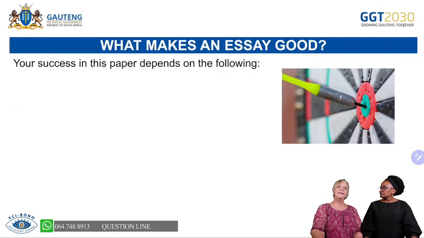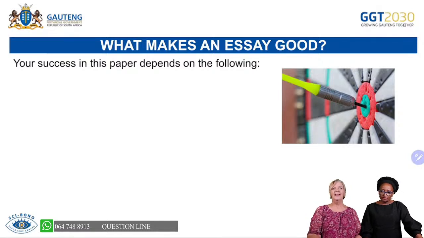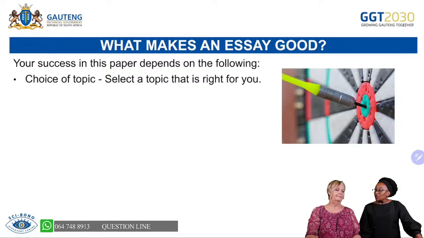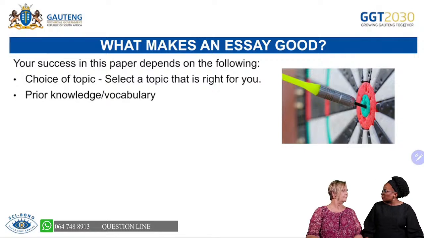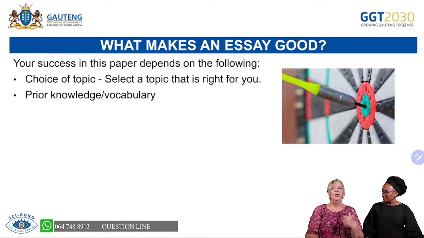So let's take a look at what makes an essay good. Yes. Your success in this paper depends on the following. Wow. The first thing is your choice of topic. You need to select a topic that is right for you. Indeed. What do you mean by the topic being right for you, Marina? If you take an interest in something specific, then obviously you would want to write about it. You will have vocabulary. Yes. You will have the jargon, and jargon refers to the language of that specific area.